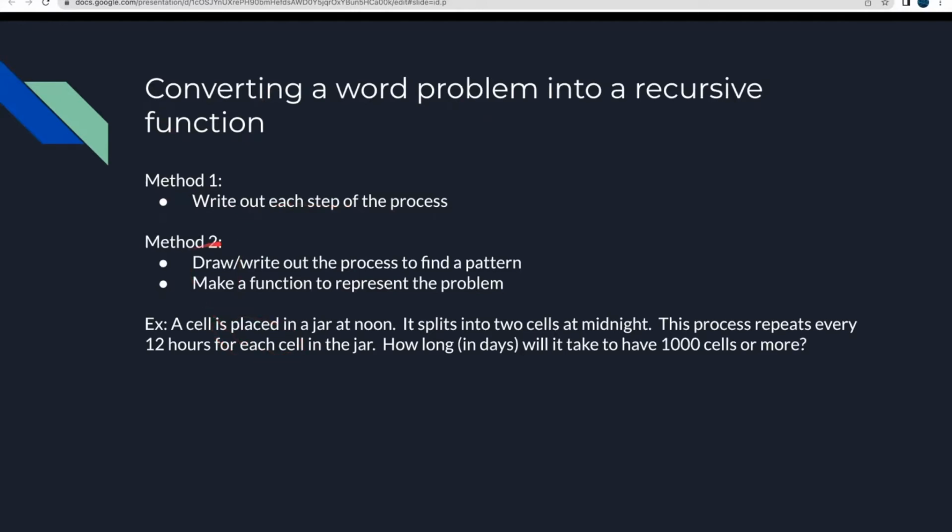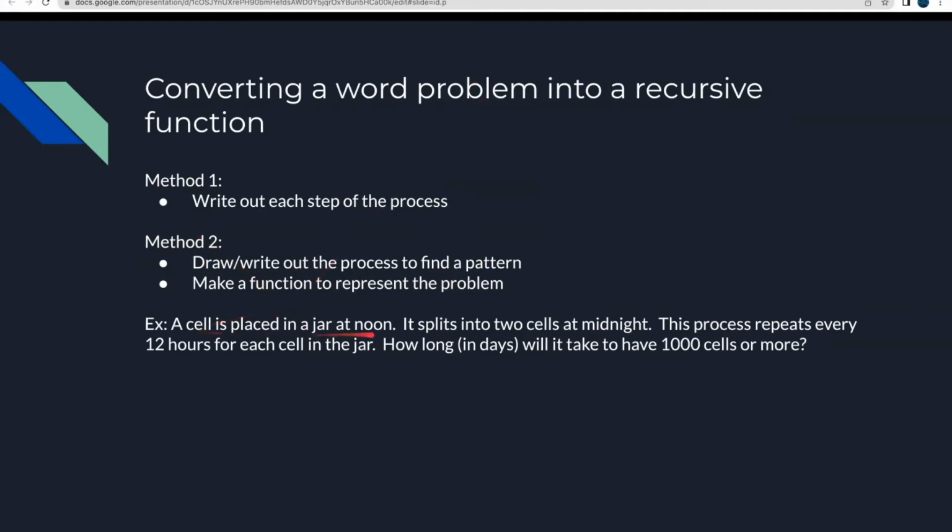The more a little riskier but better method is to draw out the process and find a pattern and then make a function to represent the problem. The reason I say this is a little riskier is because you might make a mistake when you're drawing out the process, or you might make a mistake when you're writing out a function. So it's a little bit risky in that sense. Well, let's take a look at our problem here.